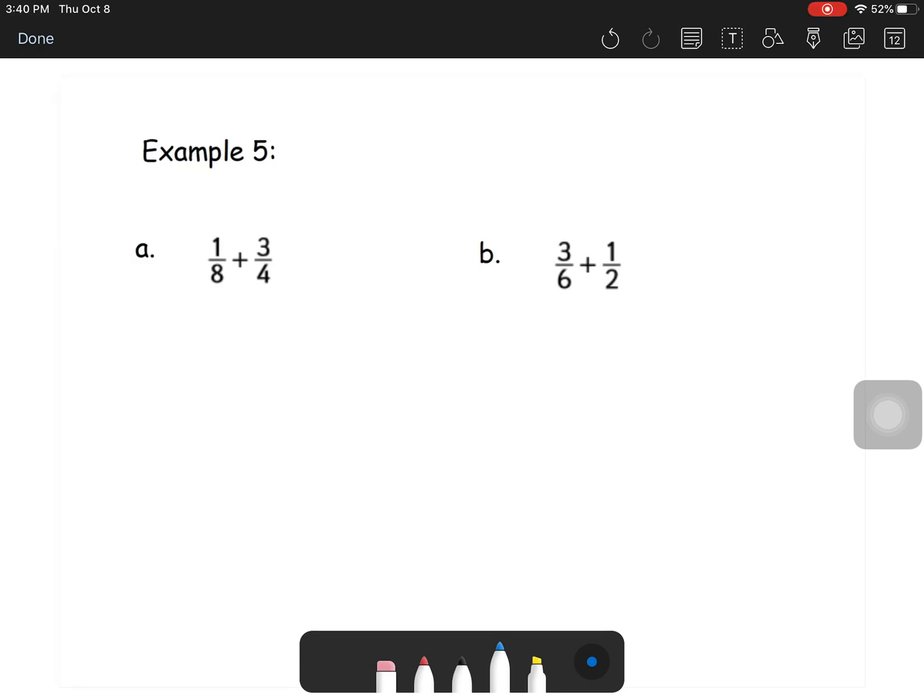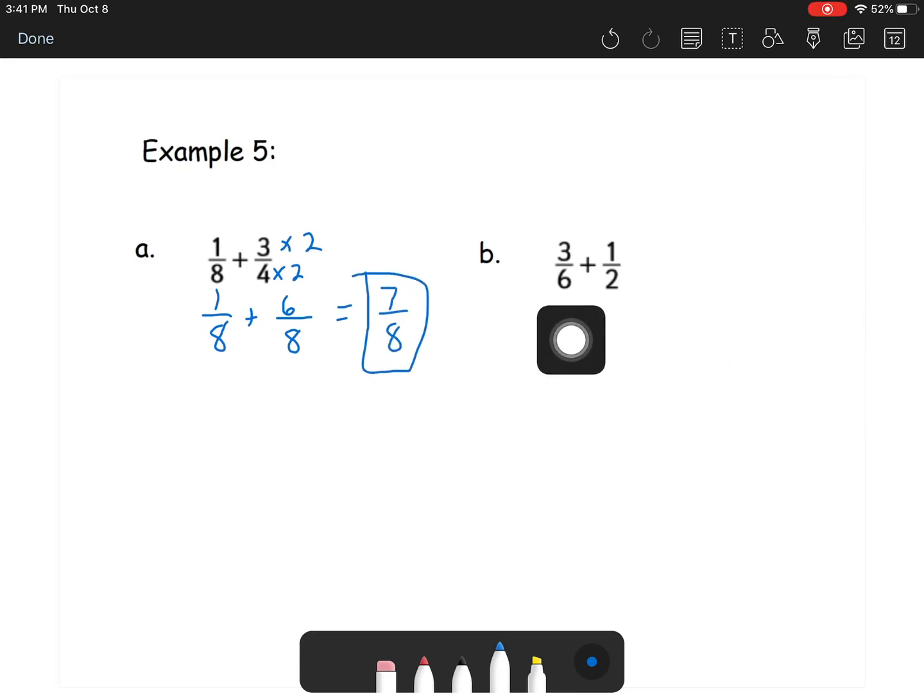Okay, so 1/8 plus 3/4. Well, if we ask ourselves, can I change a 4 into an 8? Yes, I can. I can multiply it by 2. So then we only have to change one of the fractions. So 1/8 can stay 1/8. And the next fraction is going to become 3 times 2 is 6. So 6/8. So 1/8 plus 6/8, that would be 7/8.